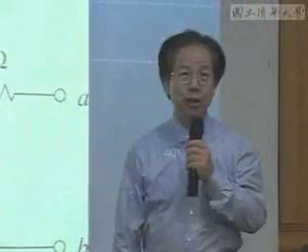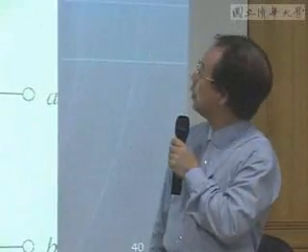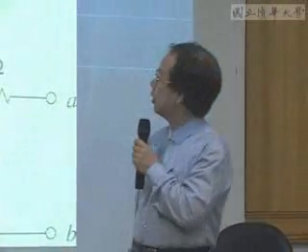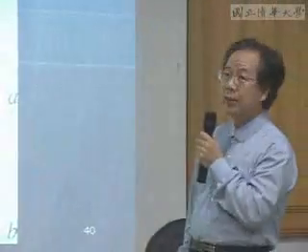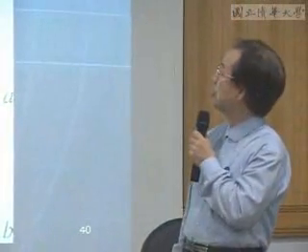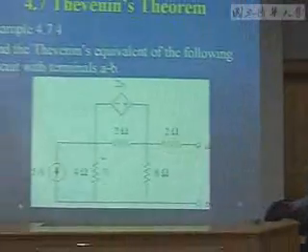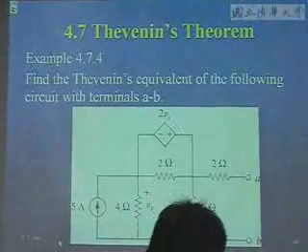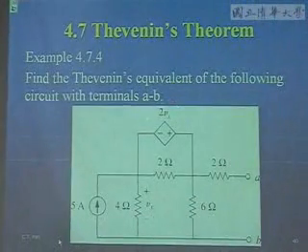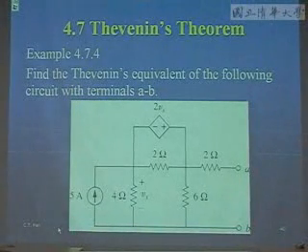Okay, we have two more examples for the Thevenin equivalent circuit, and here is the first example. To find the Thevenin equivalent circuit for this circuit, as you can see, we have both independent source and dependent source. Okay, and we want to find RTH and VTH.